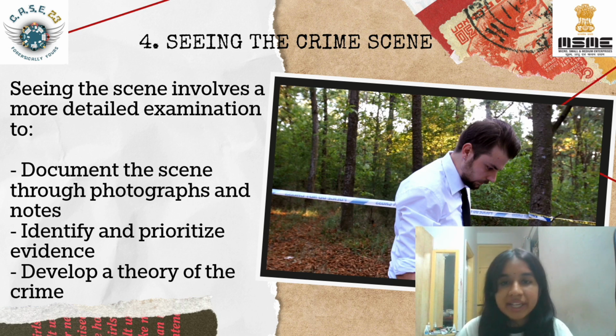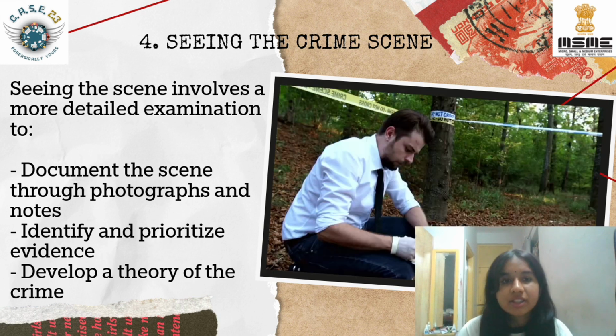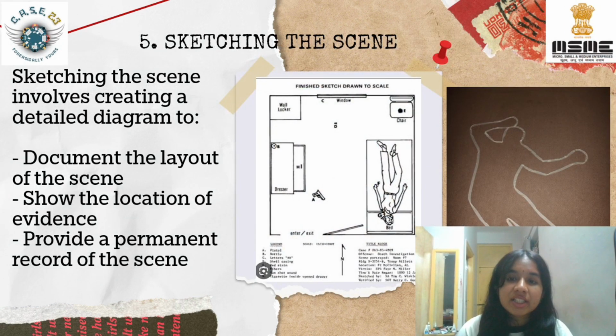So, moving on to the next step of the crime scene investigation, which is sketching the crime scene. The sketching of the crime scene is a very crucial and important stage, as it is basically a pictorial representation of the crime scene that is manually drawn by the investigator or a forensic sketching artist who is specialized in that particular field. Sketching the crime scene involves creating a detailed diagram.